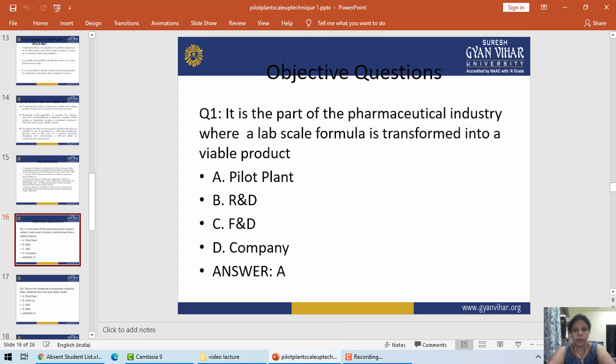Yeah, so now come to the objective questions. We have discussed a lot about the pilot plant scale up, so now we will discuss the questions.